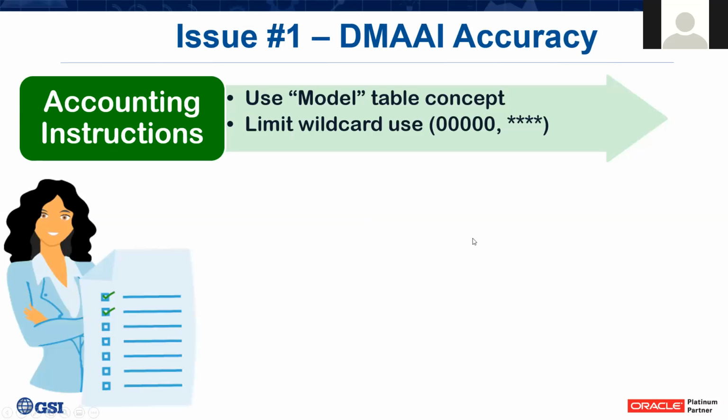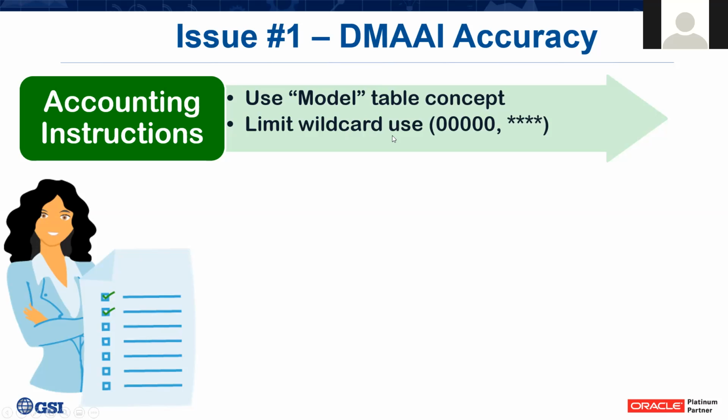The first one, DMAI, that's distribution, manufacturing, automatic accounting instructions. The first two tips that we're going to say here are: use what's called a model table concept, and I'm going to get into this in more detail in just a second. And then the other one is to limit wildcard use.